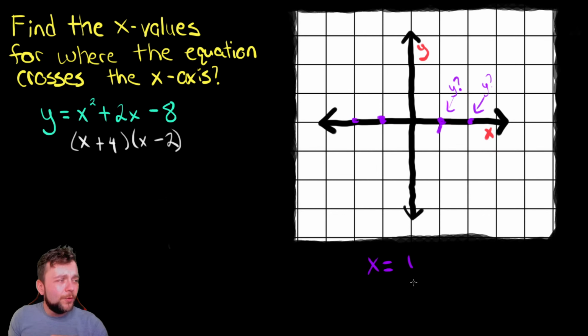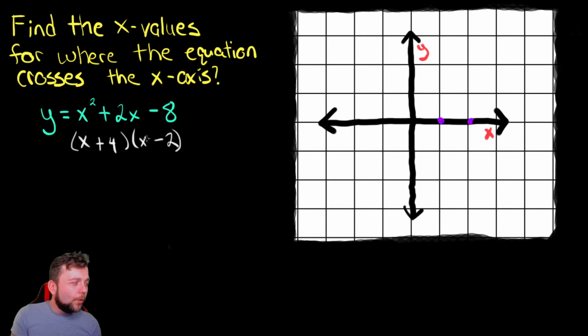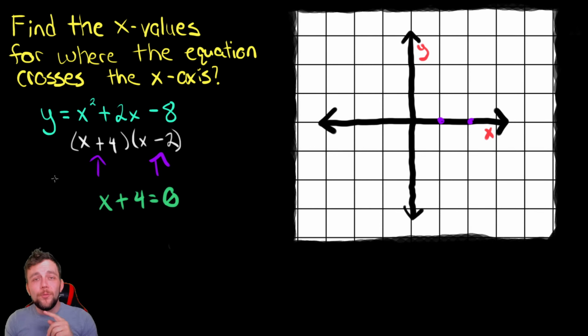So it's kind of cool. What do we do? Remember what we do over here? We set each one of these to 0. So we have x plus 4. Let's change it to that fancy blue or a green. x plus 4 equals 0. We changed our y to a 0. So where are we at? We are on the x-axis.